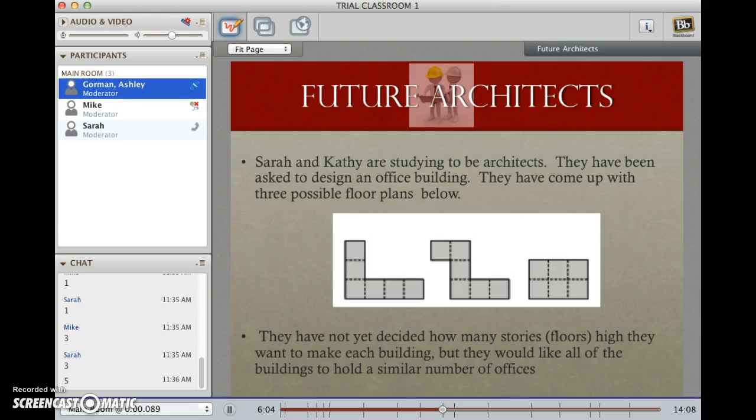So we're going to talk a little bit about being an architect. So Sarah and Kathy, who couldn't be with us today, are studying to be architects. They've asked to design an office building, and they've come up with these 3 possible floor plans. They don't know how many stories they want to make each building yet, but they want all of the buildings to hold a similar number of offices.